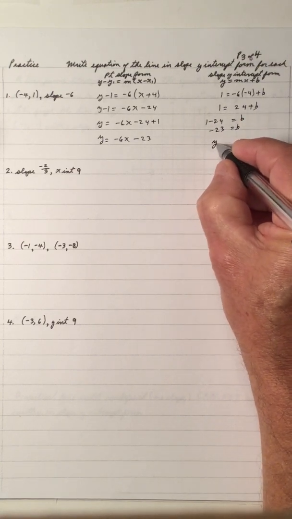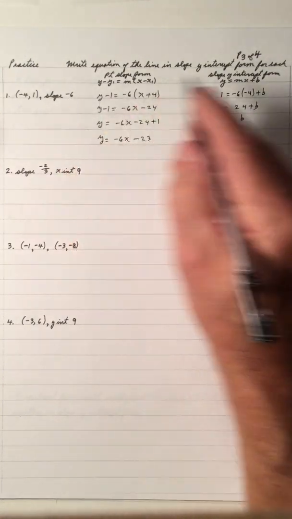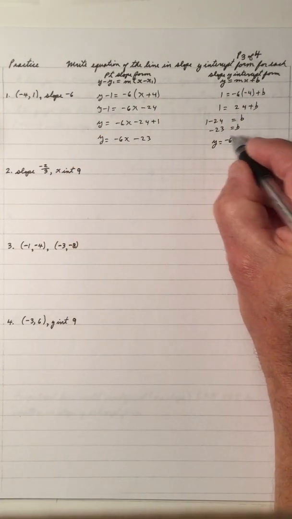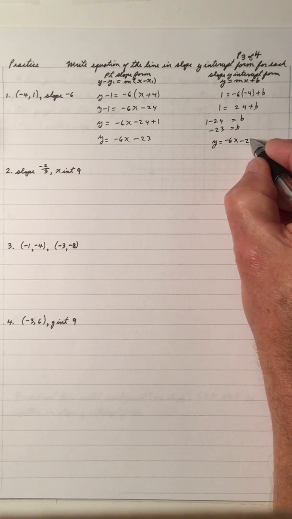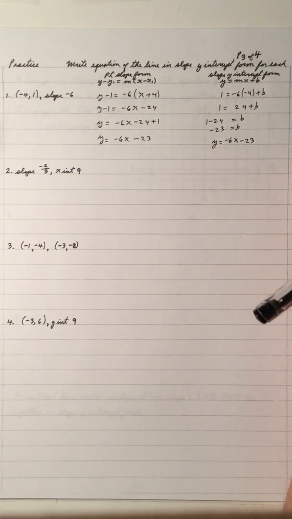So the equation, y equals, what is the slope? We had it, negative 6. What's the y-intercept, which is the b? Negative 23. So two ways, again, to work it. Your choice.